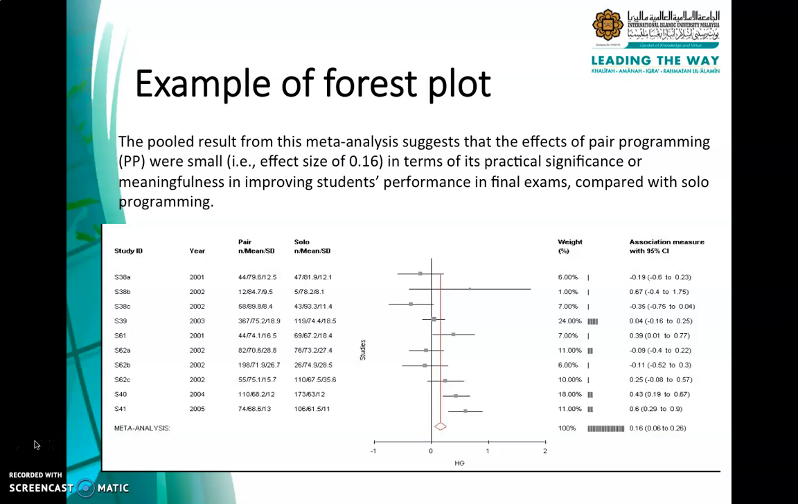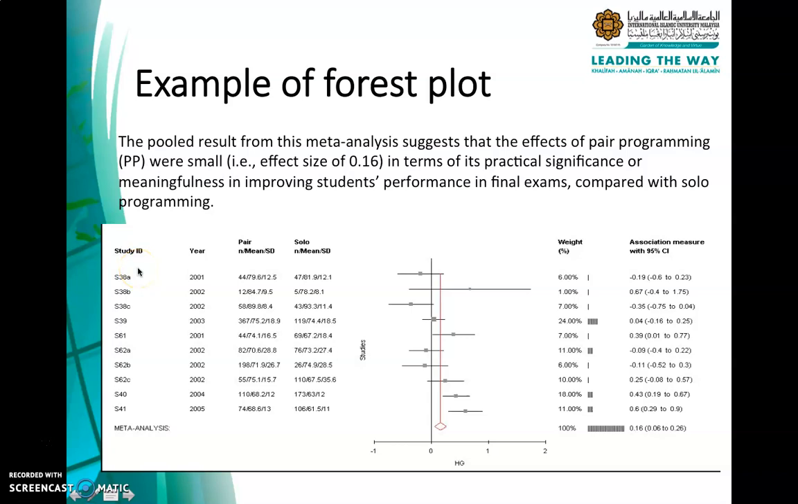Okay, this is an example of a forest plot. A forest plot is used when we want to visualize the meta-analysis findings. If you look at this forest plot, you can see that there is a list of studies. These are the ID numbers, for example 1, 2, 3, 4, 5, 6, 7, 8, 9, 10. So there are 10 studies.